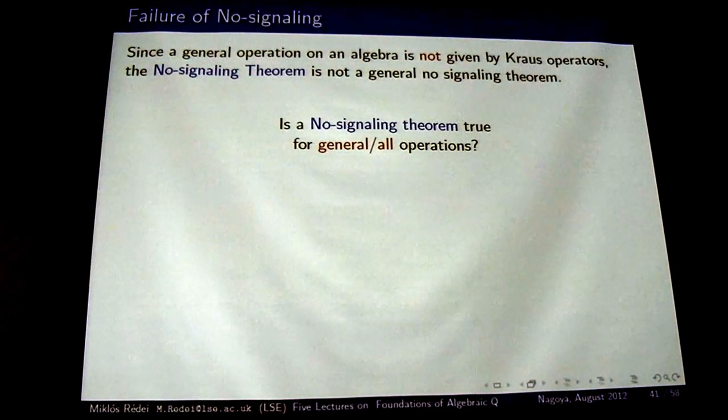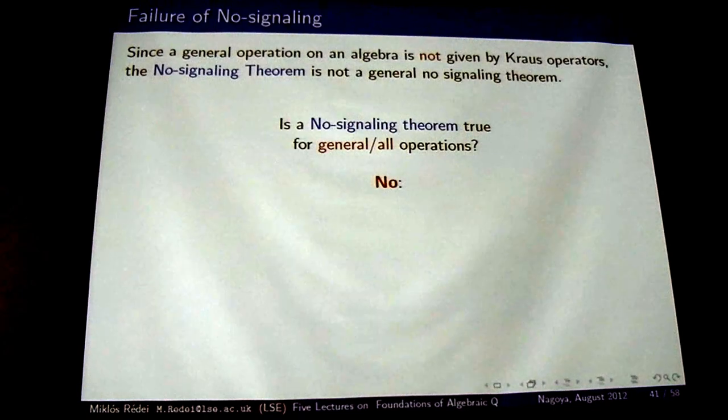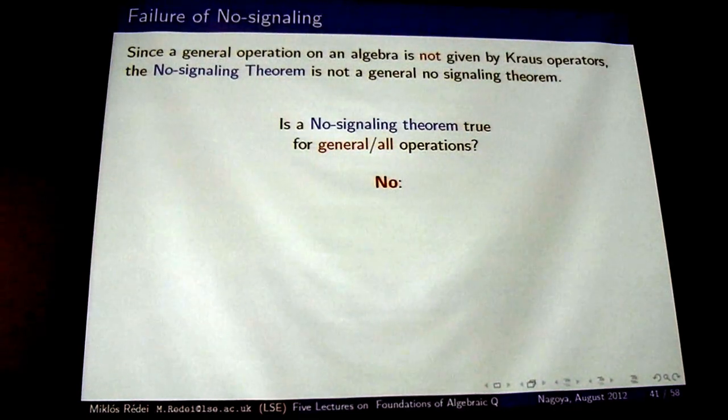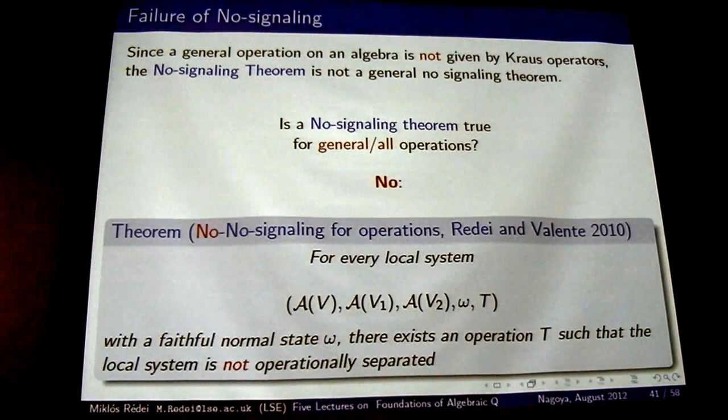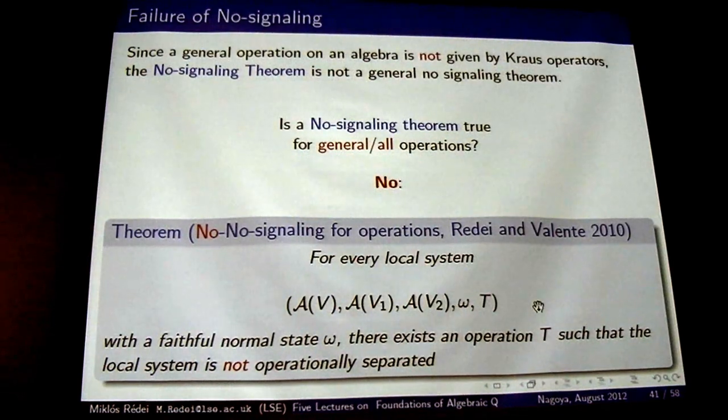In any case, I'm presenting you with some proposition. The answer to that question is no. There's a no signaling proposition for operations. This is in a little paper which we wrote with Giovanni Valente in 2012. For every local system in quantum field theory, where the state is a faithful normal state, there exists an operation such that the local system is not operationally separated. Now, what should we do then?